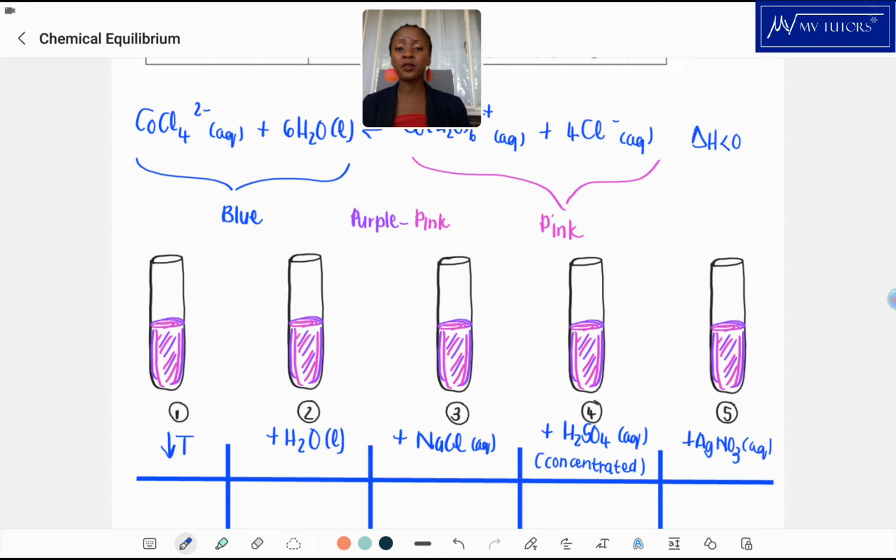What would happen if you decrease the temperature, or you are cooling? What happens in case number 2 if you add more water? You are diluting it. What would happen in case number 3 if you add sodium chloride? What would happen in case number 4 if you add concentrated sulfuric acid? Remember what concentrated sulfuric acid does? It dehydrates. What would happen in case number 5 if you add silver nitrate to the solution? Okay, we are going to discuss that briefly.